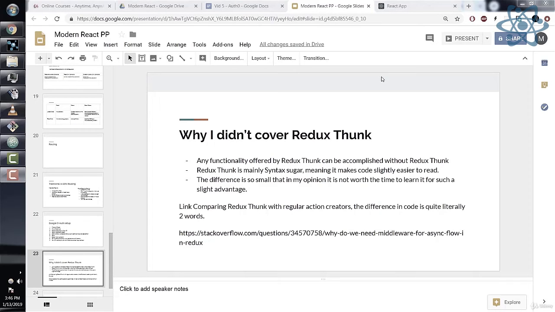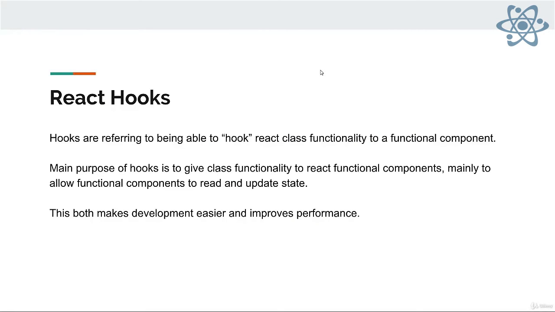So in this section, I'll cover why I didn't go over Redux Thunk. Basically, any functionality offered by Redux Thunk can be accomplished without Redux Thunk. Redux Thunk is mainly syntax sugar, meaning it makes code slightly easier to read. But in my opinion, the difference is so small, it's not even worth the time to learn it for such a slight advantage. So below I've included a Stack Overflow link that goes over this. If you see the example, the difference between using Redux Thunk and not using it is literally 2 words. So for that reason, I did not think it was worth going over.